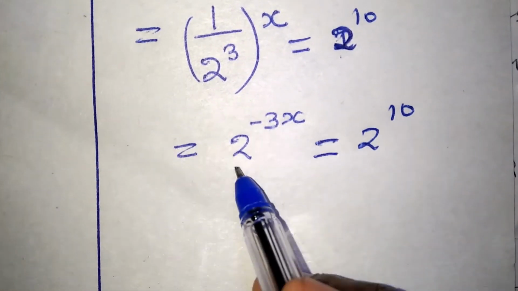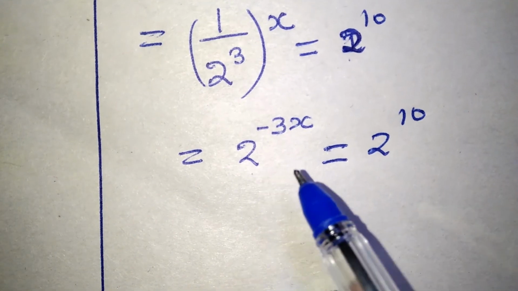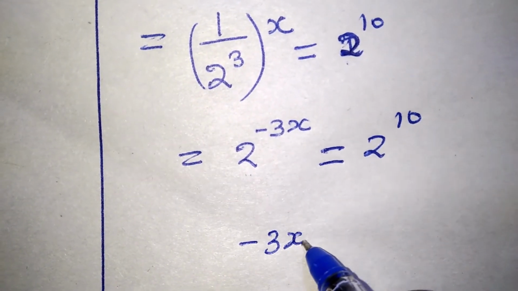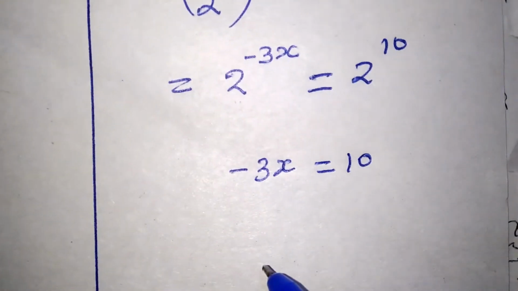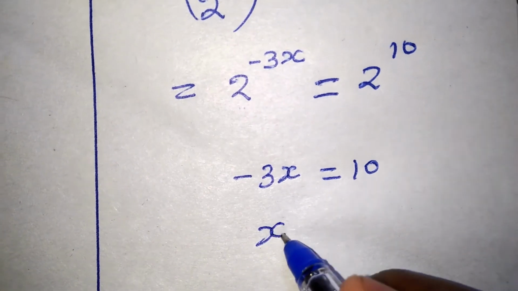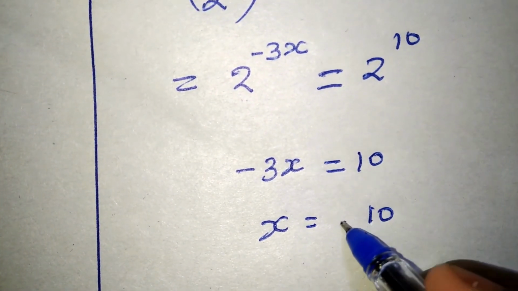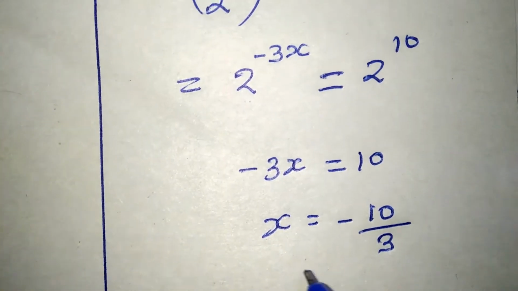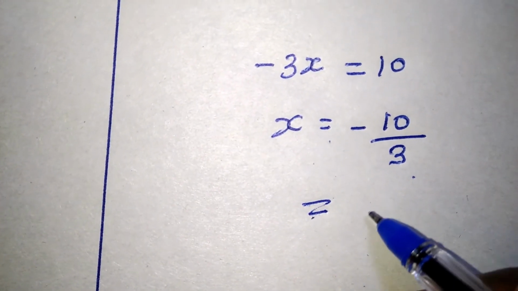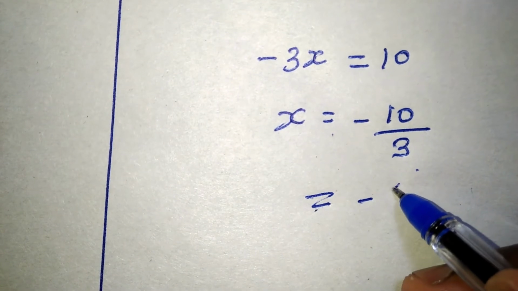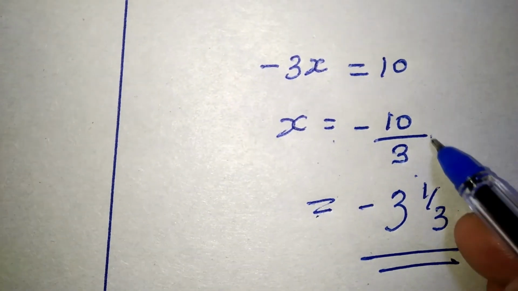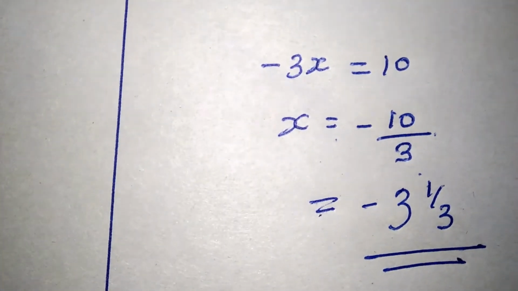So since the two indices are equal and they have the common base, then we can say their powers are also equal. So this gives us negative 3x is equal to 10. Therefore, x is equal to 10 over negative 3, which gives us negative 10 over 3. You can simplify this to negative 3 and 1 over 3, or you can leave it as an improper fraction.